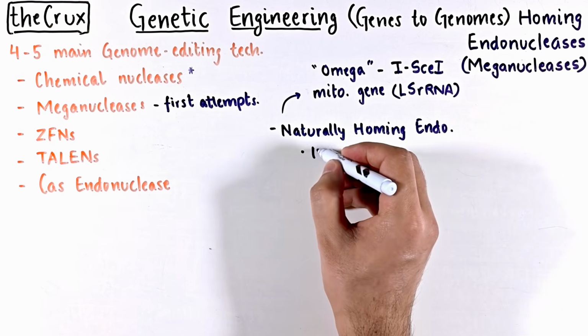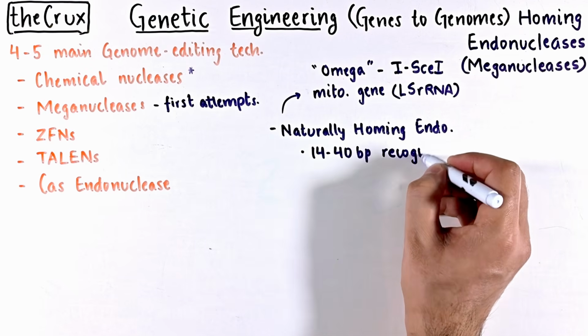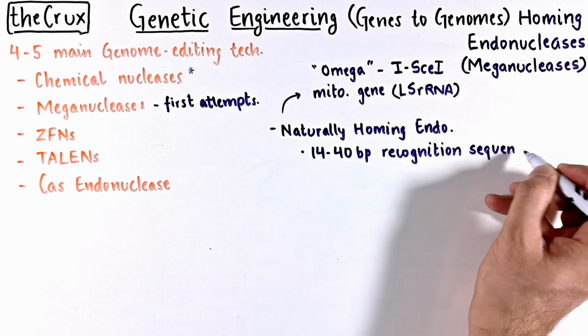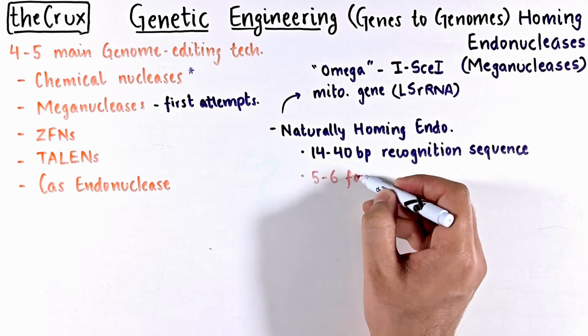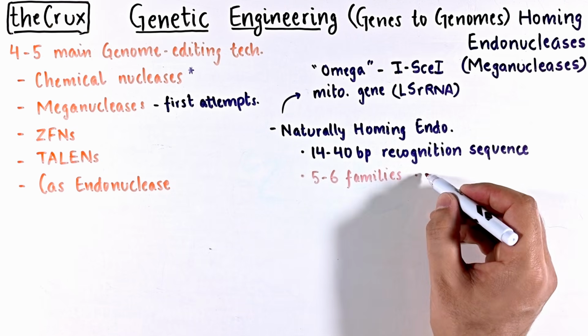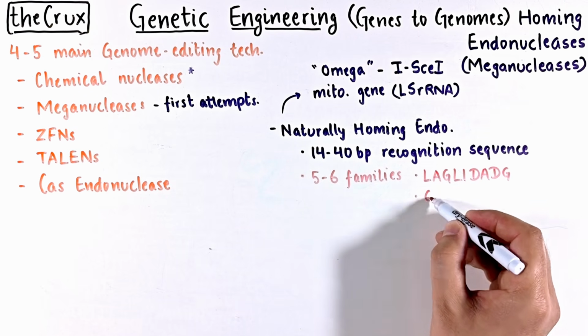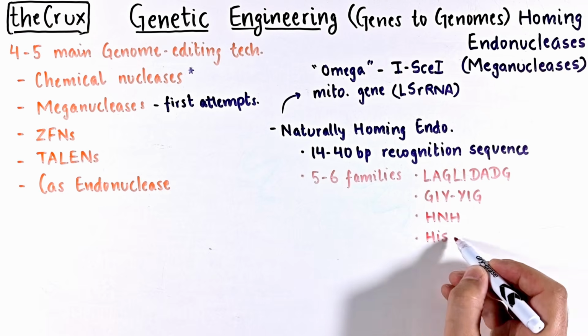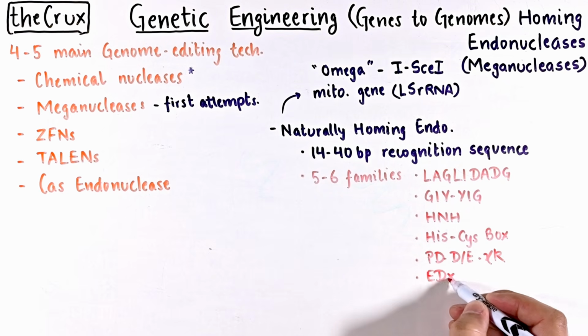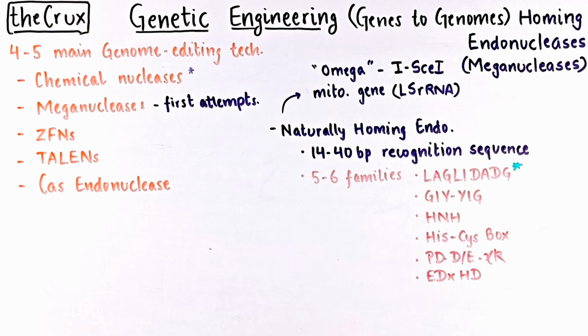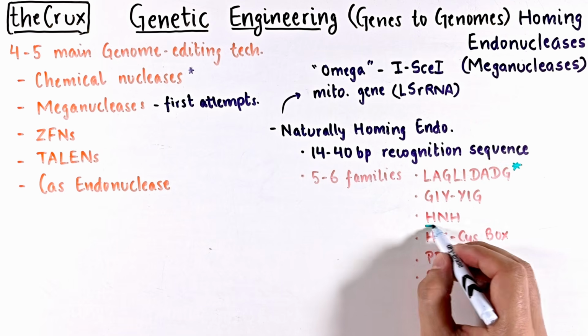Homing endonucleases are site-specific enzymes that tend to recognize large 14 to 40 base pair DNA sequences. And generally, there are 5 to 6 primary meganuclease families, which are named by the amino acid residues that form the active site of each family. The LAGLIDADG family is the most widely studied meganuclease family.